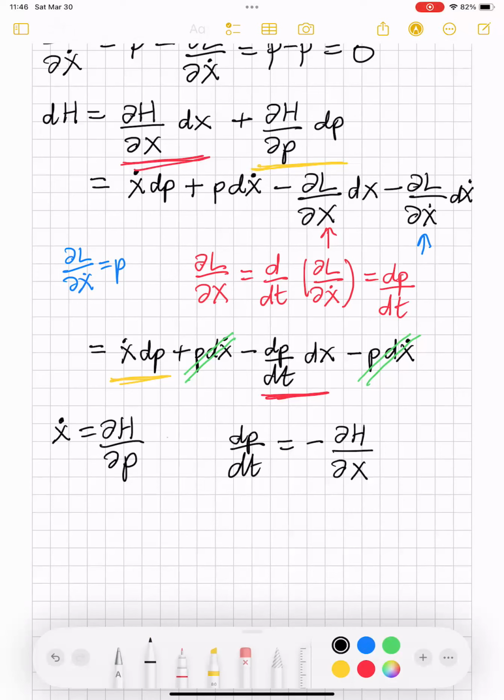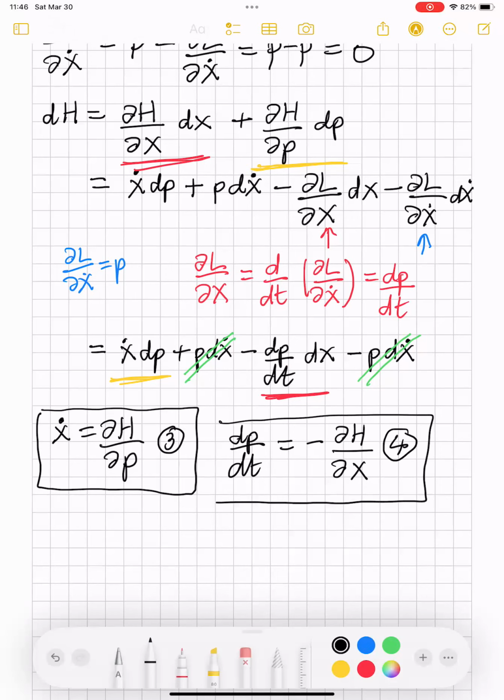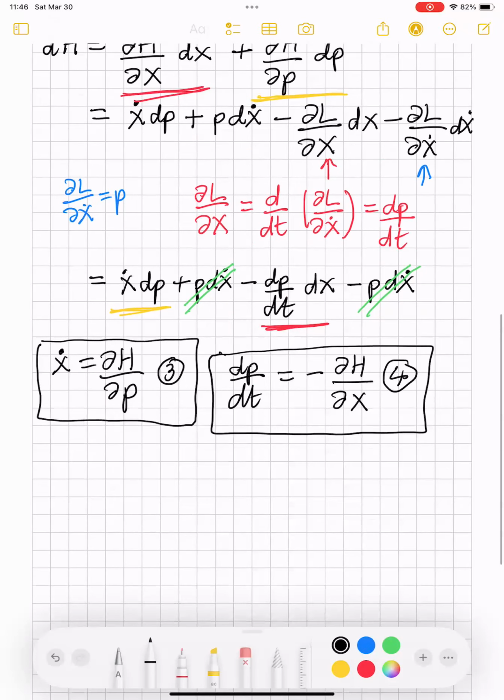So let me call this equation 3, and I'll box it. And let me call this equation 4, and I will box it. Equations 3 and 4 are called Hamilton's equations. Good.